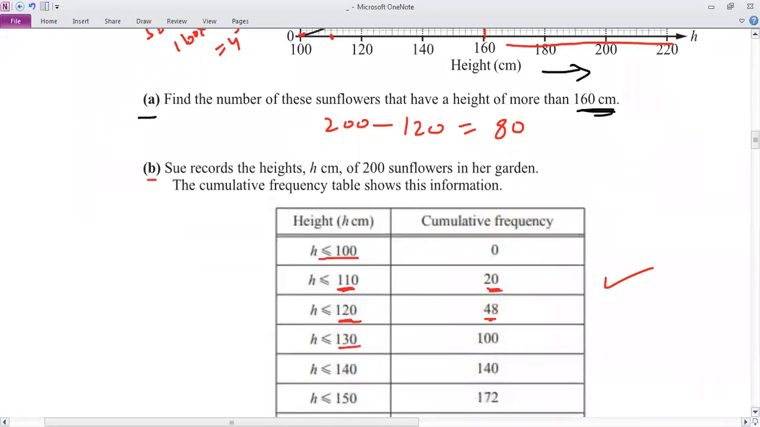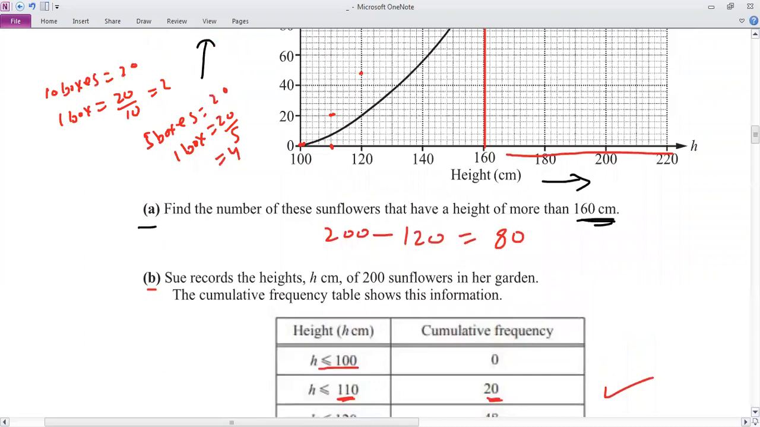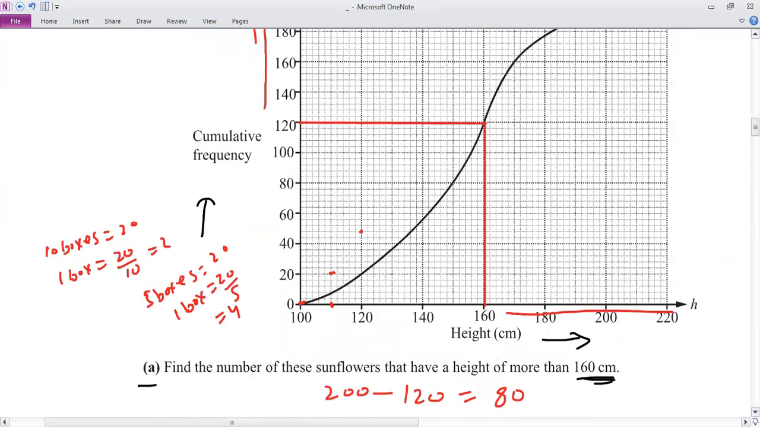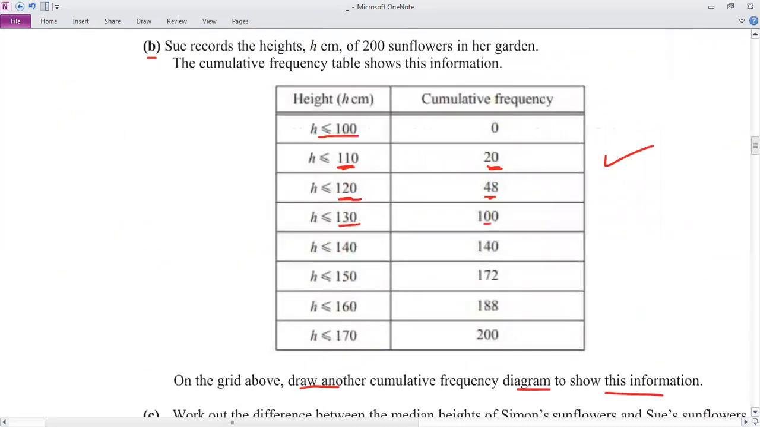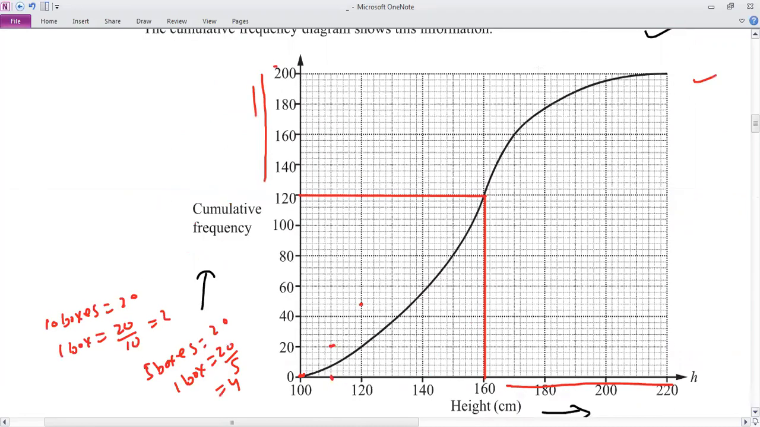For 130 it is 100. Where will be 130? For 130 it is 100. This is 100 and 130 will be here, because each box is 2. So this is 130, this is 110, this is 150, this is 170, like that. So for 130 it is 100, so we draw that point.